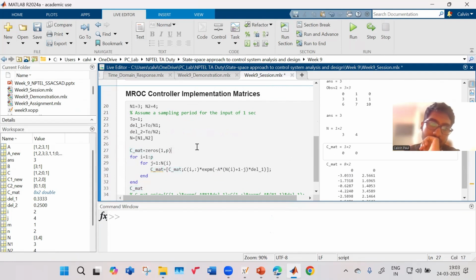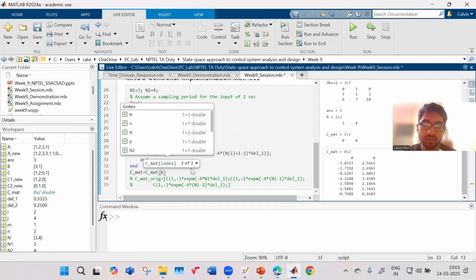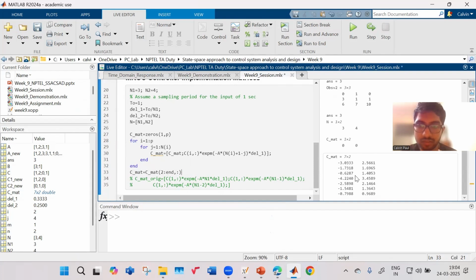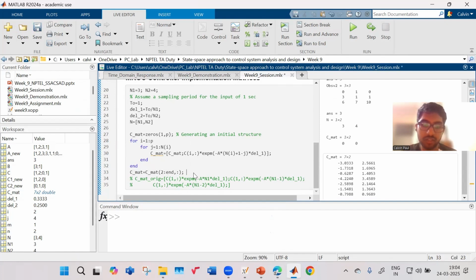Now the issue we have with this C matrix. The C matrix in this case would be from T to N. You want to get it on the first and all the numbers. So this is the new C matrix. Okay, so this is just for generating the initial structure. And then we have used the loop to calculate the overall C matrix.